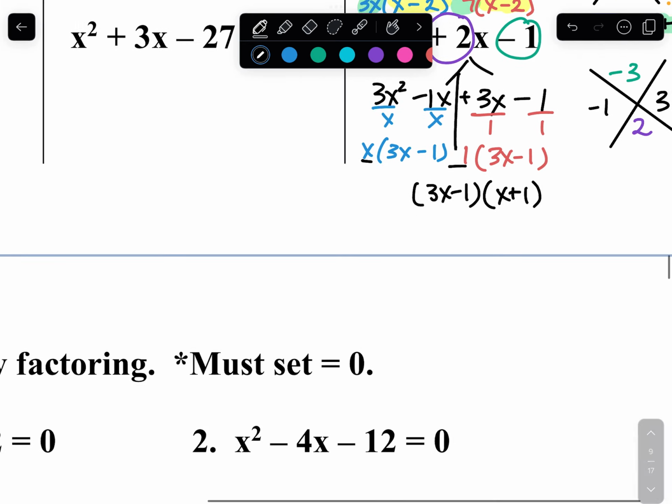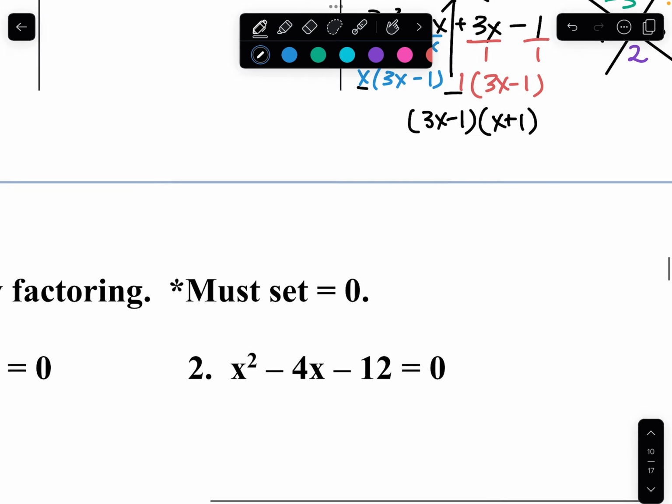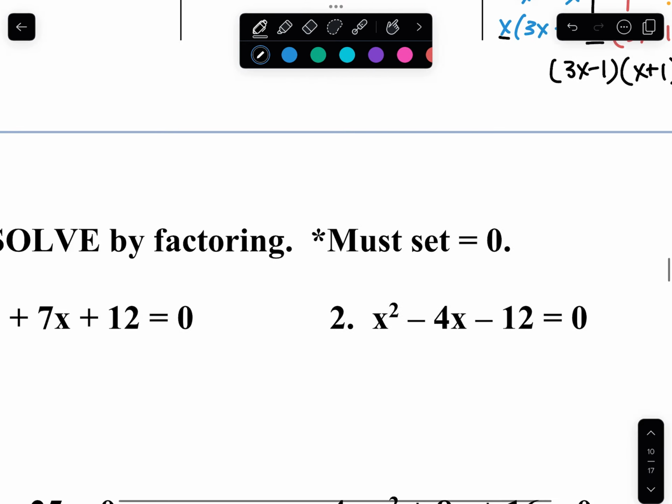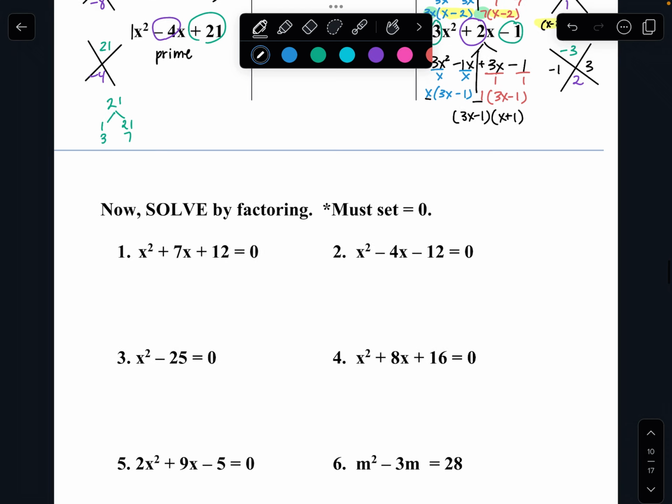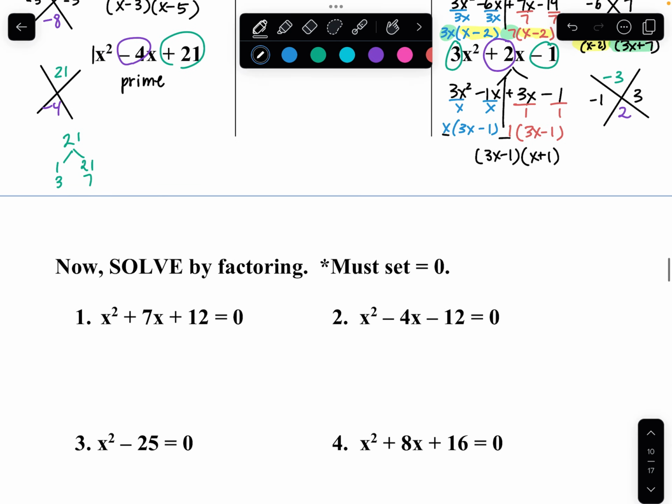So the factoring part's the hardest. Once you learn how to factor, you can then use that method to solve equations. So looking at this next few examples, it says now solve.